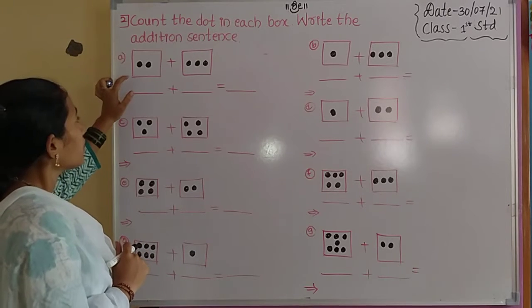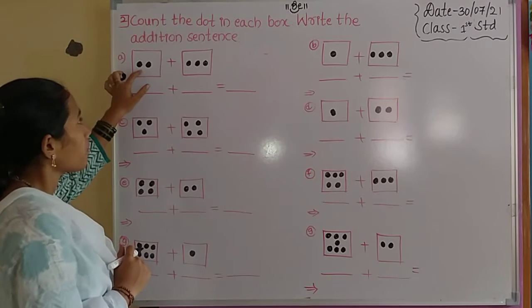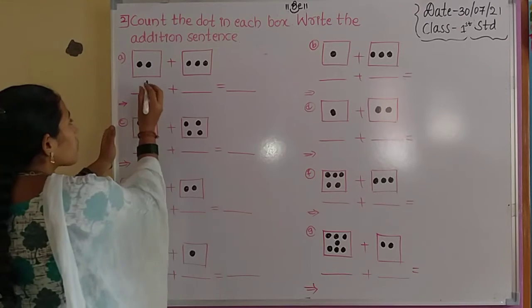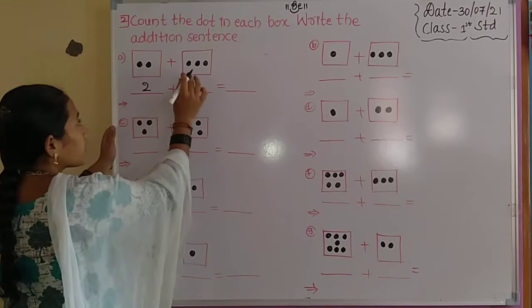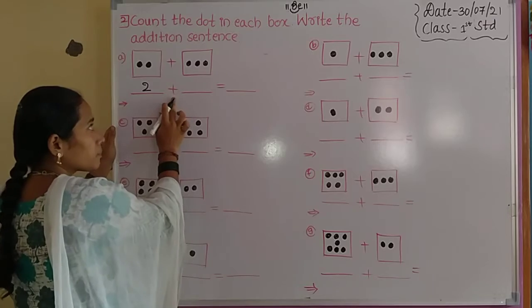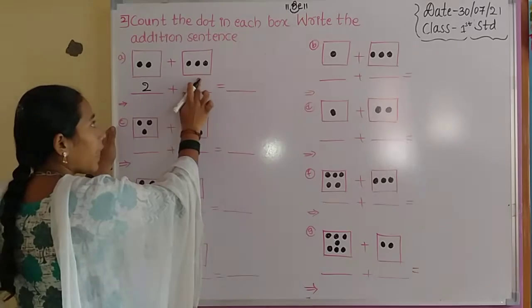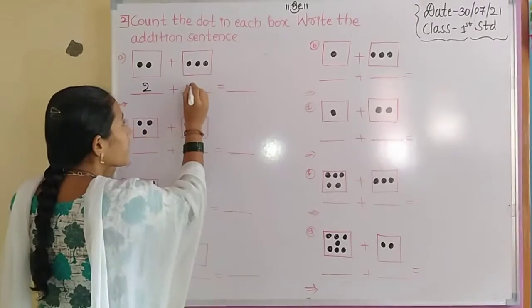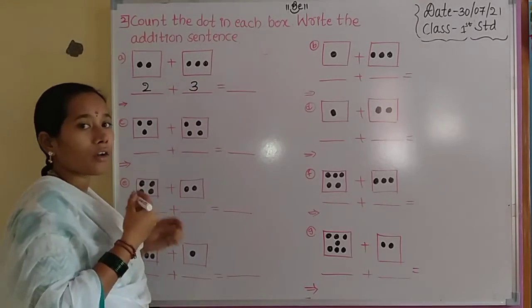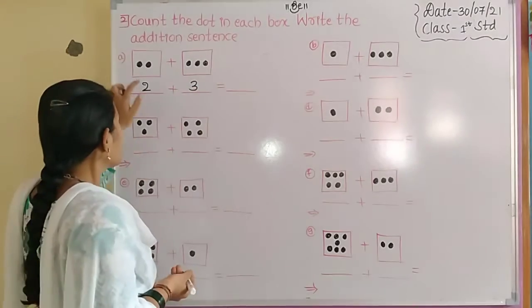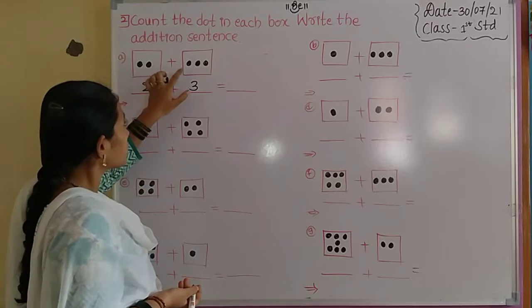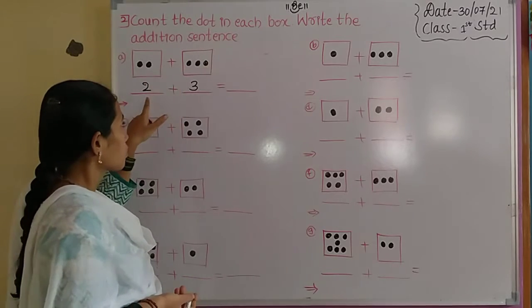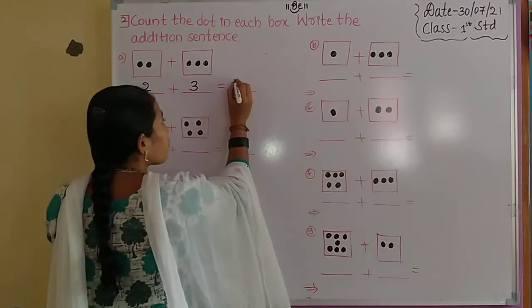In 8th one, the first box contains how many dots? 2 dots. So write here the number 2. Then here the plus sign, as it is the plus sign for addition. And the second box contains, very good, 3. And how many are there all together? Okay, so see here 1, 2, 3, 4, 5. So 2 plus 3 is equal to 5.